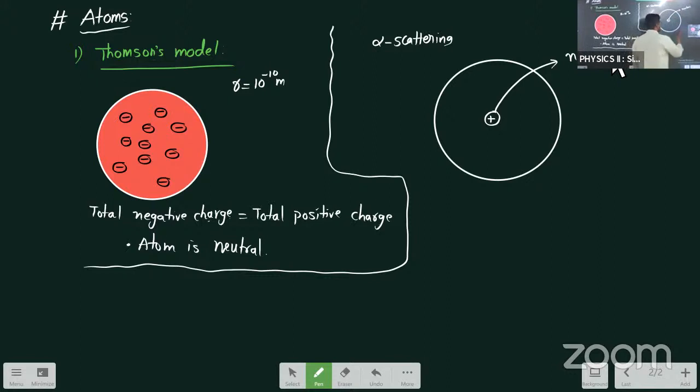Only at the center is the entire positive charge located, and he called it the nucleus. He further said that the electron is accelerating around the nucleus. So Rutherford said that in an atom a large amount of space is empty, the entire positive charge is at the center, called the nucleus, and the electron is accelerating around it. Now, this was the defect of the Rutherford model.